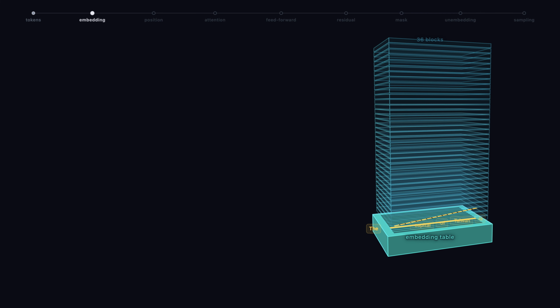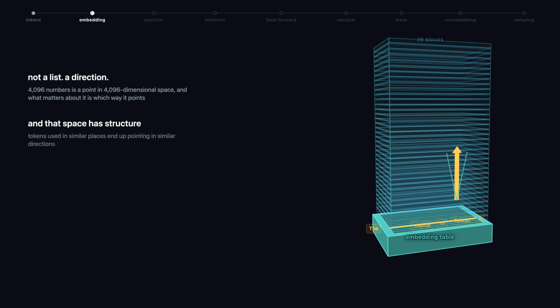What comes out is a vector. 4,096 numbers, which you should think of as a direction rather than a list. And that space has structure, which is the part worth pausing on. Rows for related tokens end up near each other because they got used in similar places and training pulled them together. Not because anyone arranged them. The table starts as noise. The arrangement is a residue of what predicted well.